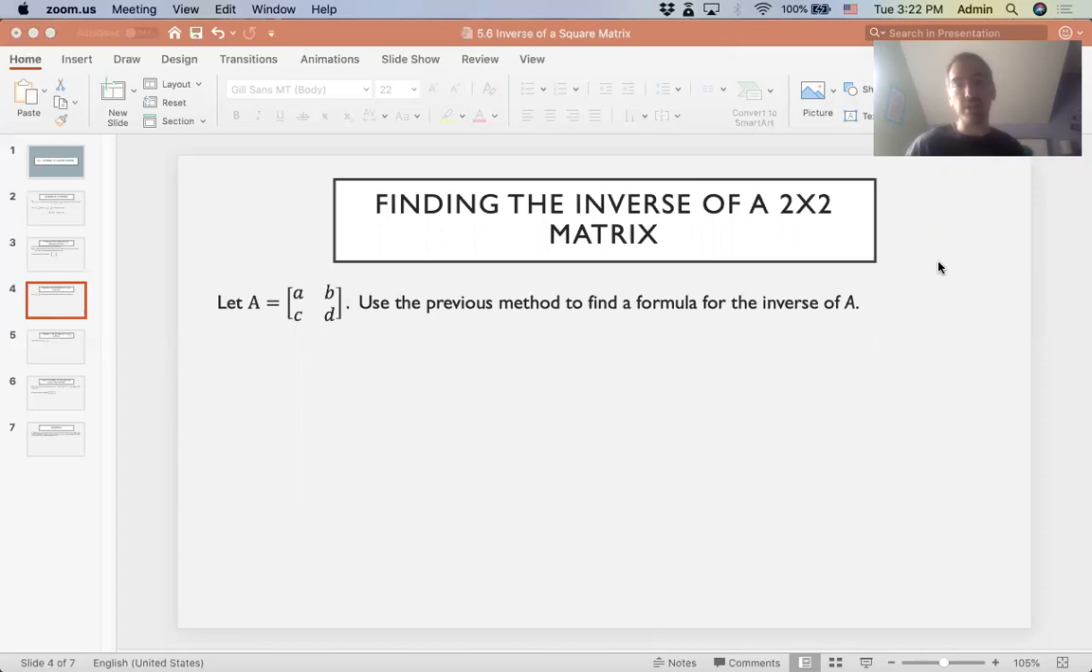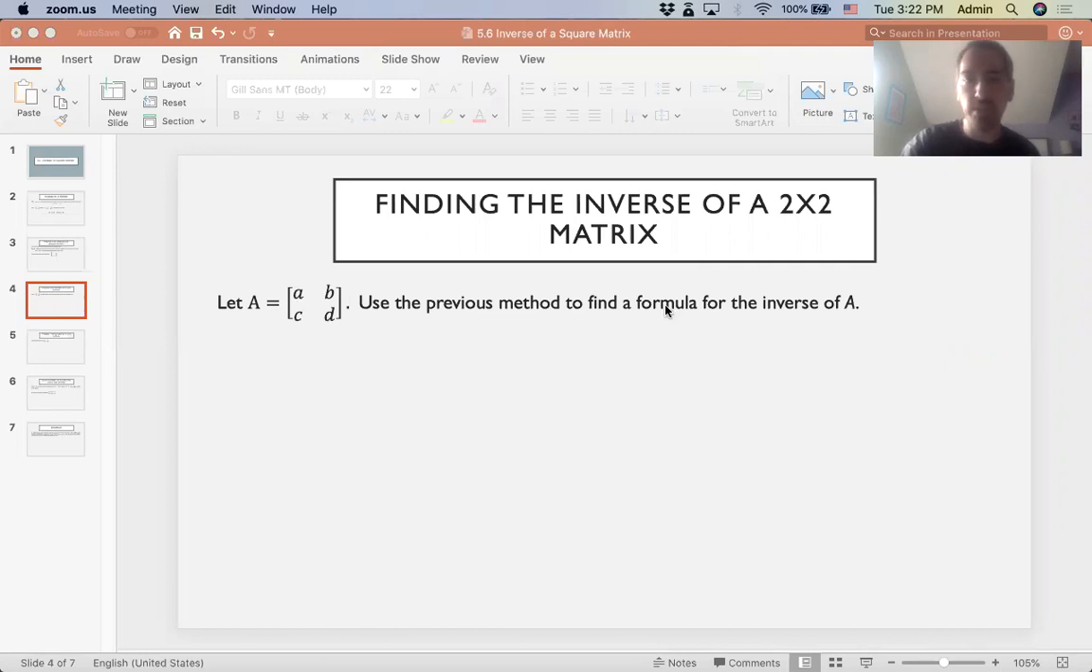Now, not every square matrix will have an inverse. We'll talk about that. But if it does have an inverse, we can use this formula that we're about to derive. We're going to start out by working with a general 2 by 2 square matrix, something general where we're not giving any numbers to the matrix. We're just using letters to represent each entry, A, B, C, D. And we want to use the previous method to find the formula, okay?